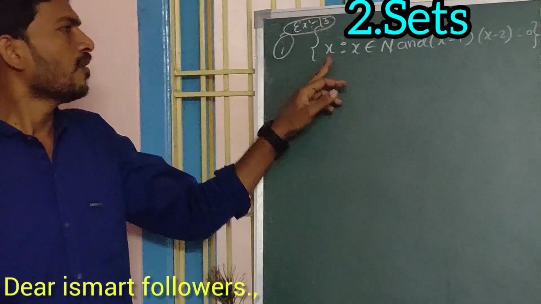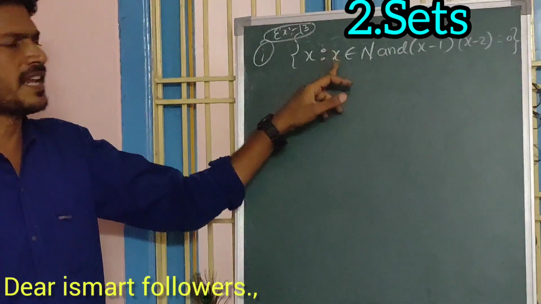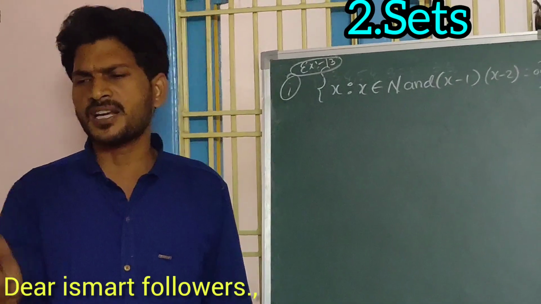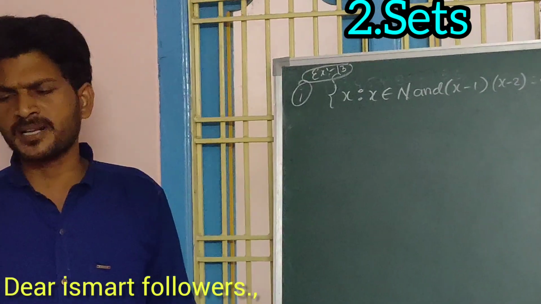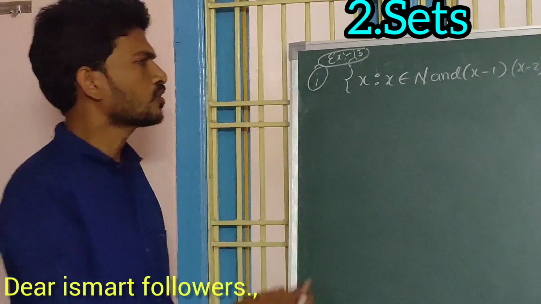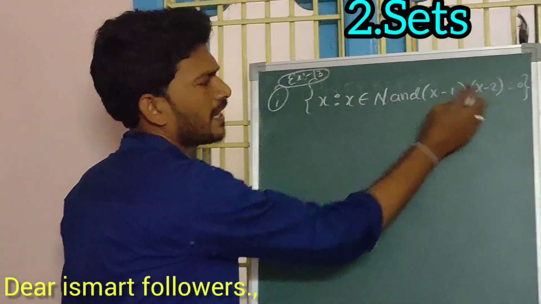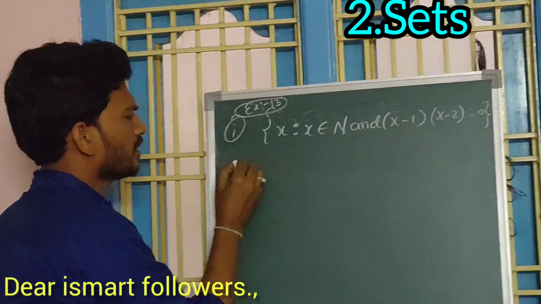What is the question? X such that X belongs to N. N means what? Natural numbers. Natural numbers start from 1. So first you substitute 1. In the X place you substitute 1.